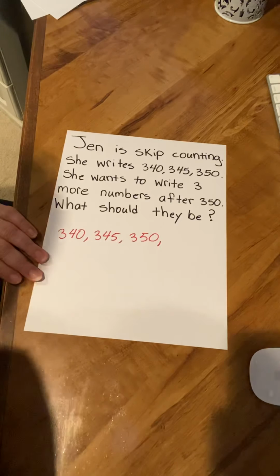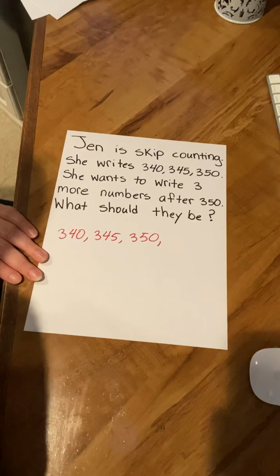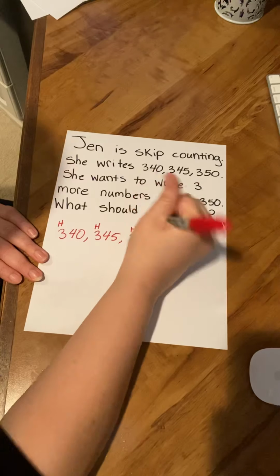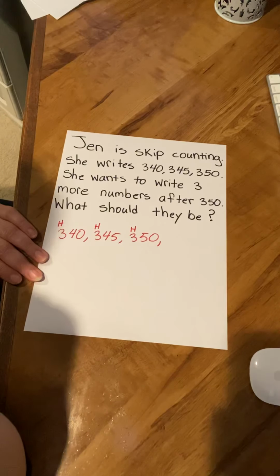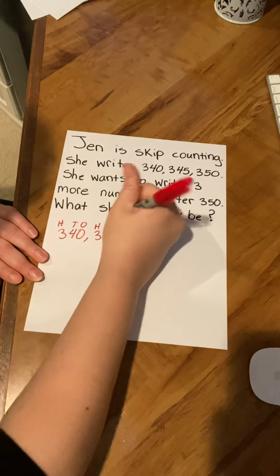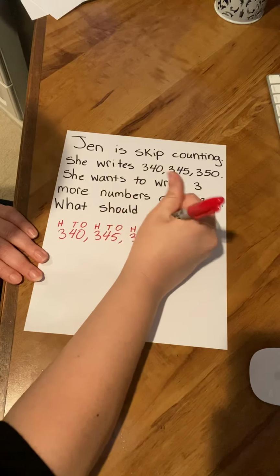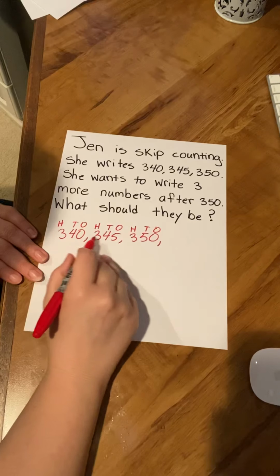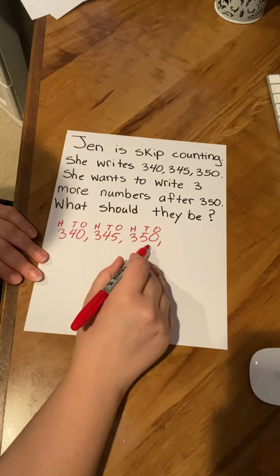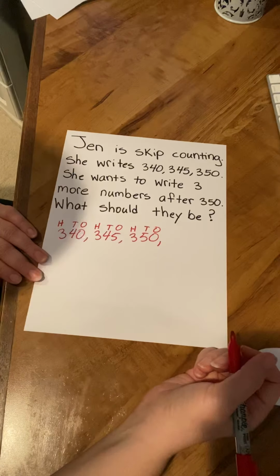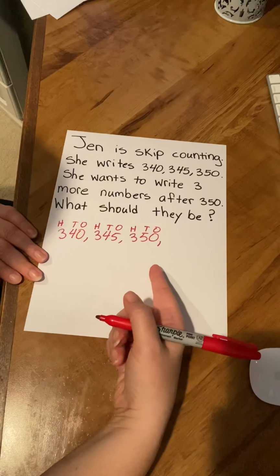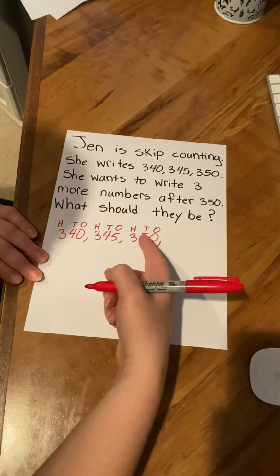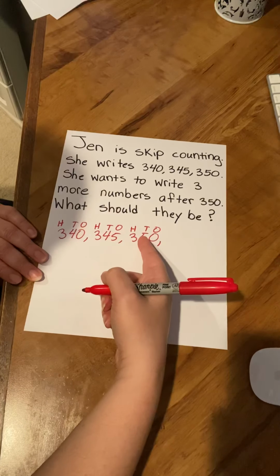Do you see a pattern? Here's what I see. I see that each of the hundreds places is a 3. And then I look at the tens and the ones. And I see 40, 45, 50. That reminds me of skip counting by fives. They're skip counting by fives here. 340, 345, 350. What's going to be next?